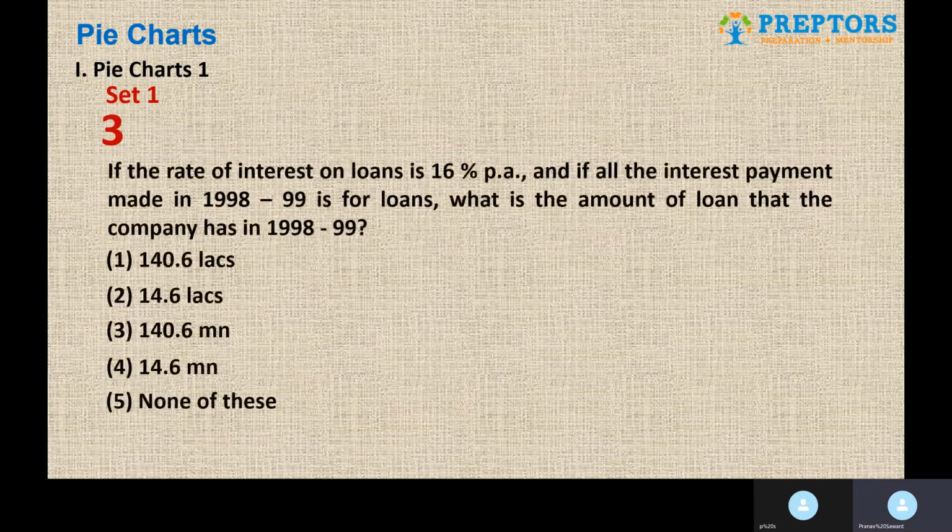Hence, depreciation will be the answer because it has doubled and the rest are less than double. Moving to next question. If the rate of interest on loans is 16% per annum and if all the interest payments made in 98-99 is for loans, what is the amount of loan that the company has in 98-99?